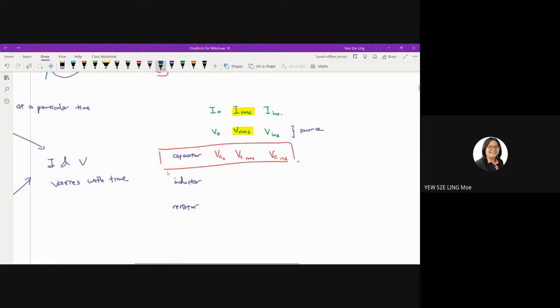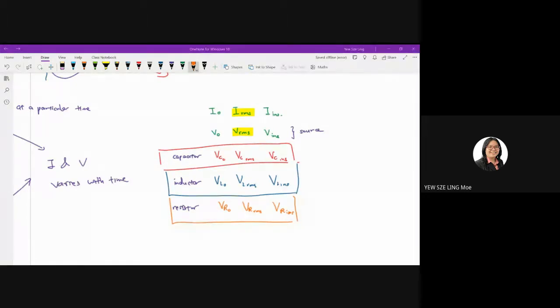And then we have inductor: VL maximum, VL RMS, VL instantaneous. So that is for my inductor. And the last one, I have resistor, which is VR maximum, VR naught, VR RMS, VR instantaneous. As you can see right here, how many V do I have? I have 12 V together in this chapter.